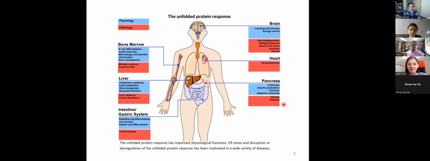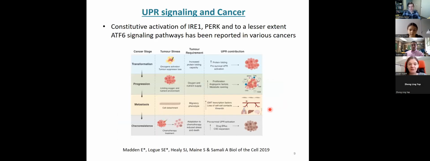But one set of diseases where we know the unfolded protein response mediators play an important role are cancers. Constitutive activation of IRE1, PERK, and to a lesser extent, ATF6 signaling pathways have been reported in diverse cancers ranging from breast cancer, and in particular triple-negative breast cancer, to prostate cancer, pancreatic cancer, lung cancer, and brain cancers. We've really reached the stage where if you name a cancer, it is likely that I will be able to find a paper linking one of the UPR mediators to that cancer.